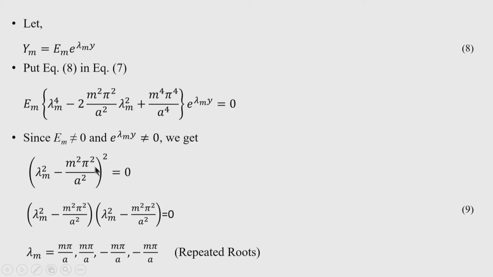Okay. Now, this function can be factorized like this, because it is a square. So, you will get the repeated roots as per the theory of equations. So, we get lambda m equal to m pi by a, again m pi by a, repeated roots, minus m pi by a and minus m pi by a. So, after getting this, the roots of the characteristic equation are these; whatever is inside the second bracket is the characteristic equation. So, we have solved this fourth order polynomial and we got the 4 roots.